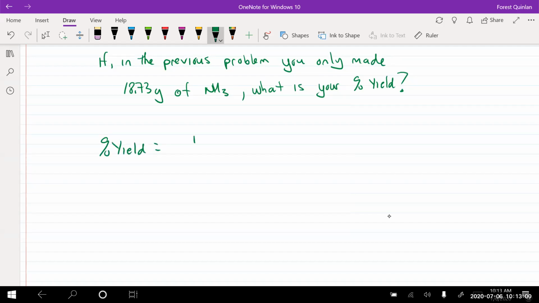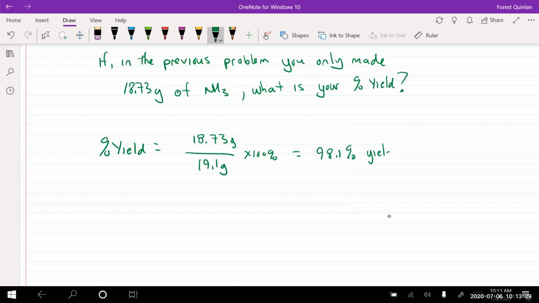So your percent yield is equal to what you actually harvested, 18.73, divided by that 19.1 grams that you thought you were going to make, but you didn't quite, times your 100%, and this will end up with a 98.1% yield.